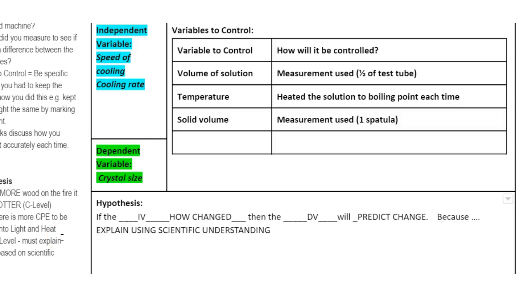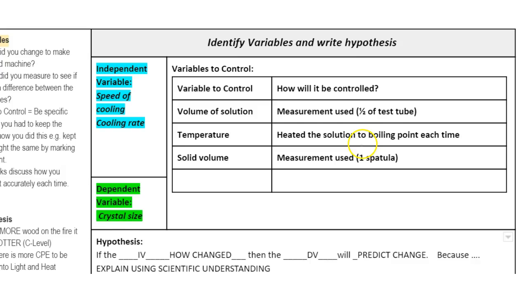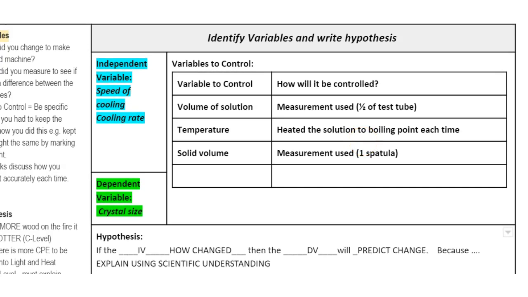We're going to go through how to mark your identifying variables section in your experiment planner. If you can't identify variables, you really can't do the rest of the experiment, because you can't plan a hypothesis and you can't write up your tables and graphs, and you most definitely can't talk about your discussion properly if you cannot identify the variables that you're changing and measuring and controlling.